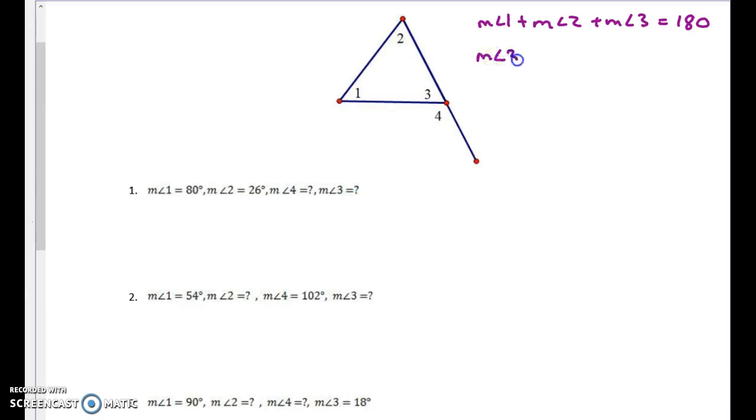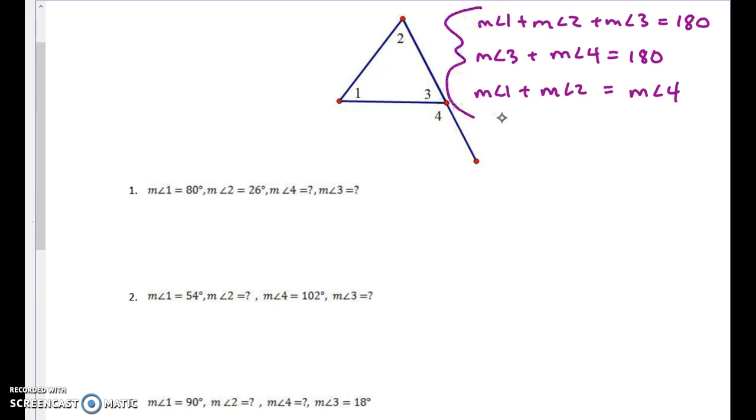I know that the measure of angle 3 plus the measure of angle 4 is going to add to 180. I also know that the measure of angle 1 plus the measure of angle 2 is going to add to the measure of angle 4, right? That's the remote interior angle theorem, the thing we just learned and just proved. So we're going to use these 3 pieces of information to help us solve questions 1 through 4.